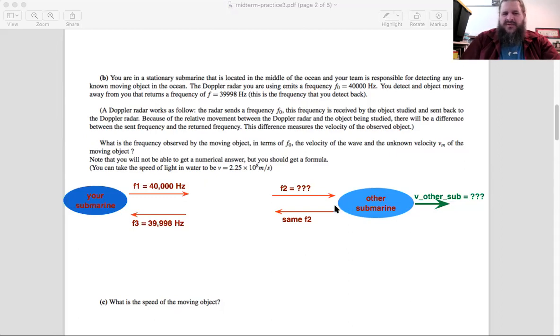Because we can do this using the Doppler effect. We're just going to need to apply the Doppler effect formula twice, because we really have two Doppler effects. The Doppler effect for the light on its way from your submarine to the other submarine, and then Doppler shifted again on the way back. So let's try setting up an equation for each one of those. And what is our usual Doppler effect equation that we can use here? F observed equals what?